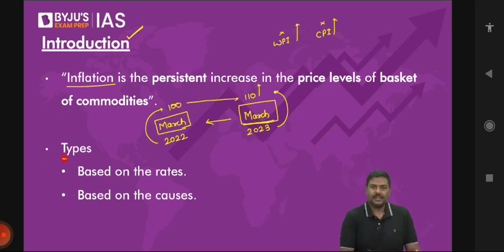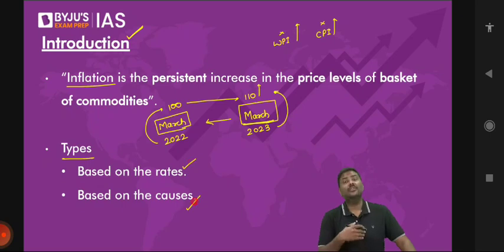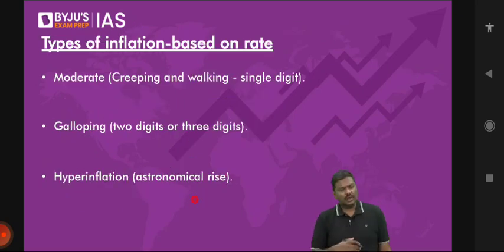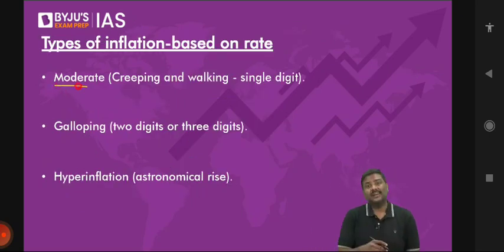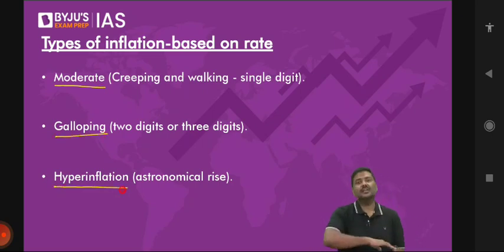Now, what are the types of inflation? Generally, we classify inflation under two classifications: one, based on the rate of inflation, and two, based on the causes of inflation. When you say based on the rate of inflation, what kind of classification do we use? One is called a moderate rate of inflation, the second is galloping rate of inflation, and the third is referred to as hyperinflation. One is moderate, second is galloping, and third is hyperinflation.